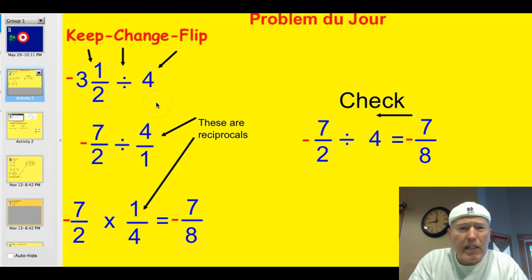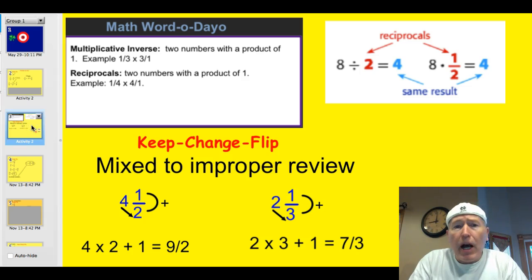I think that one got deleted. All right, math word today. Don't forget multiplicative inverse and the reciprocal. Remember that 8 divided by 2 equals 4, but 8 times 1/2, the reciprocal of 2 is 1 over 2, is also equal to 4. You get the same result there.